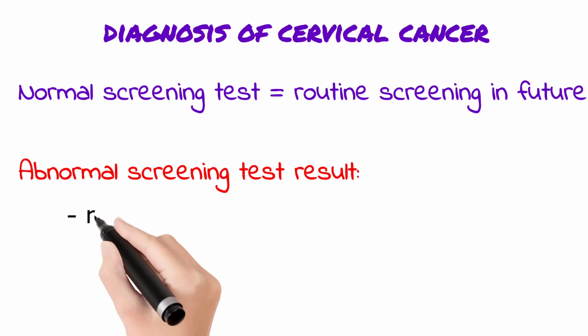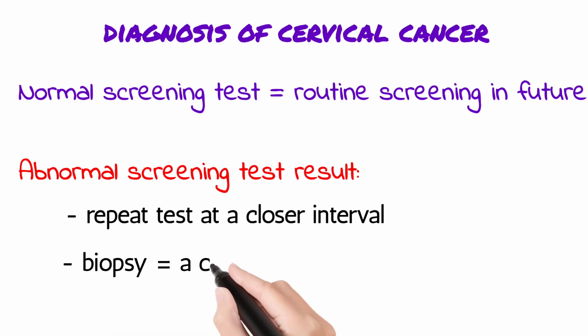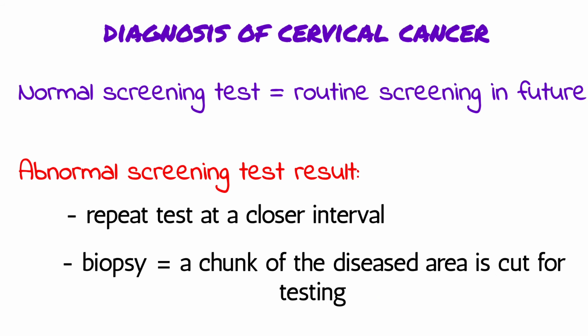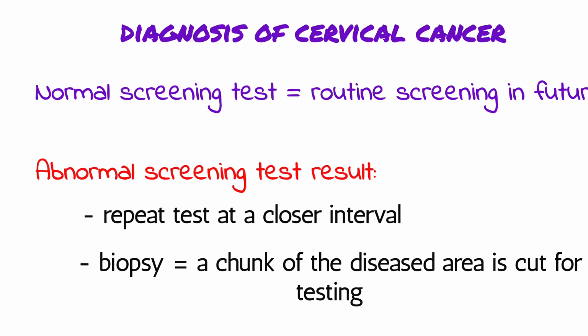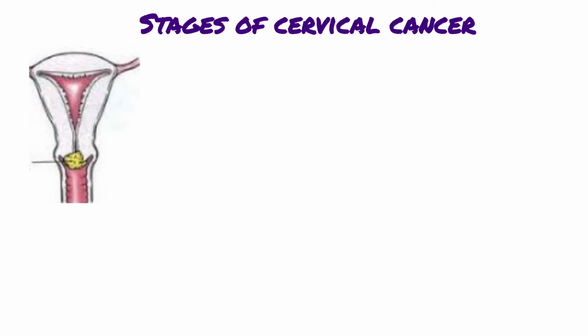Now, diagnosis. Efforts to diagnose cervical cancer should be made where sufficient symptoms exist, or, like I said earlier, where an abnormal screening test occurs. Diagnosis is mainly made through biopsy, which involves taking a small chunk of the affected area for microscopic examination. After confirming a diagnosis of cancer, staging should be done. Staging is like a description of how far the cancer has spread, and there are 4 recognized stages of the disease.